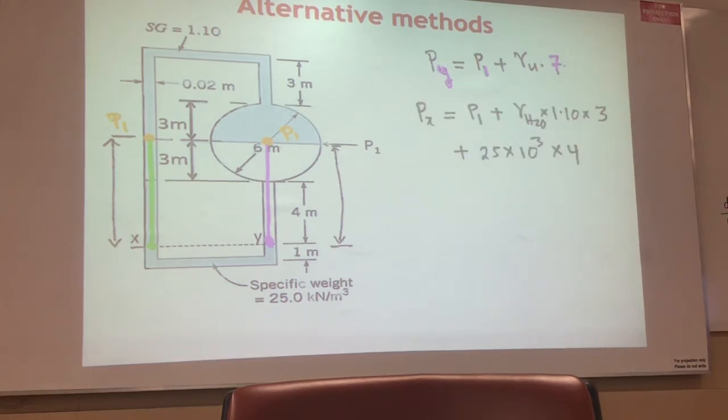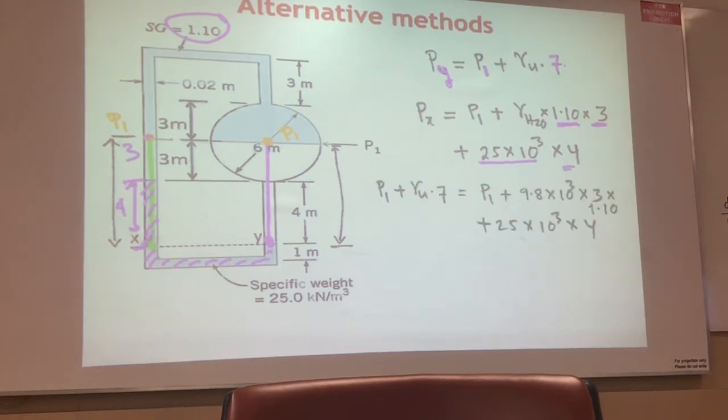Then Px becomes P1 plus, this is the water, right? Gamma H2O times 1.1 is the specific gravity up to here. Then this is the unknown fluid. The unknown fluid is 25 times 10 power minus 3 and the height is 4, right? From here to here is 4 of unknown fluid, and here is 3. Alright. Then I can write Px and Py are the same.